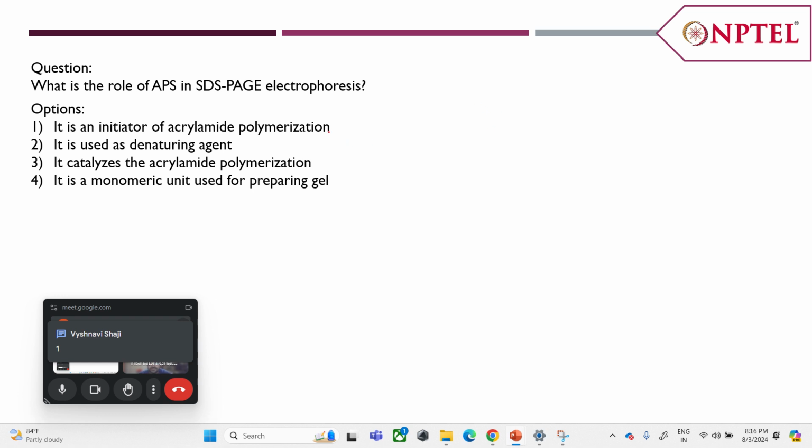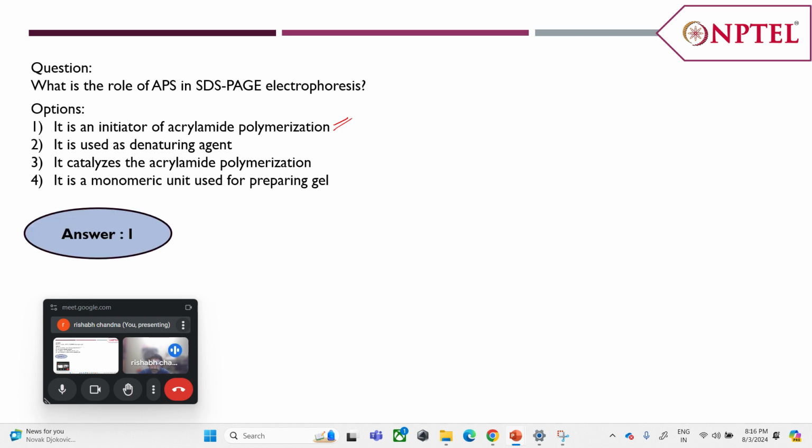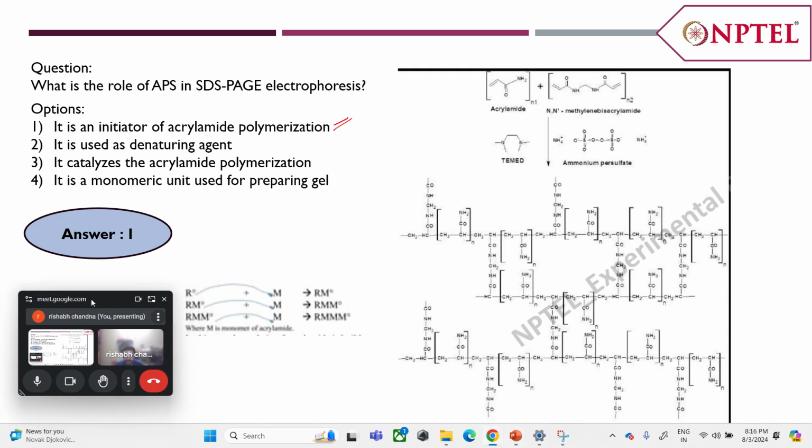Okay, someone said first. Any more answers? Okay. Any more answers? So yes, the correct answer is first. That is, it's an initiator of acrylamide polymerization. And how does it function? So this is the explanation.